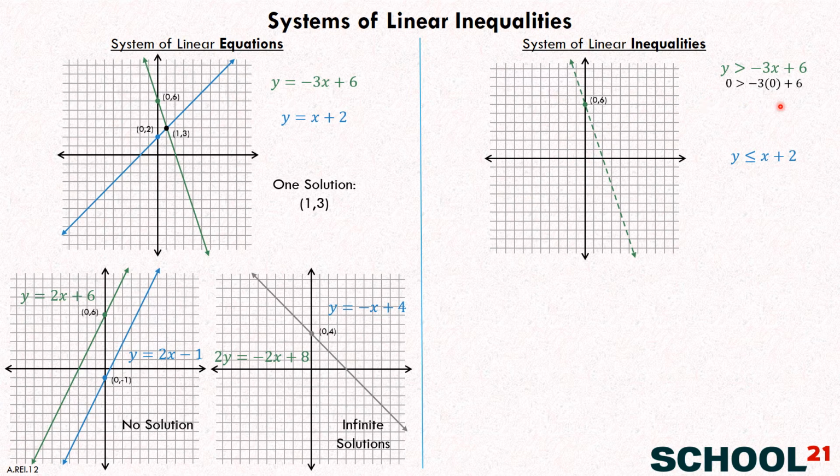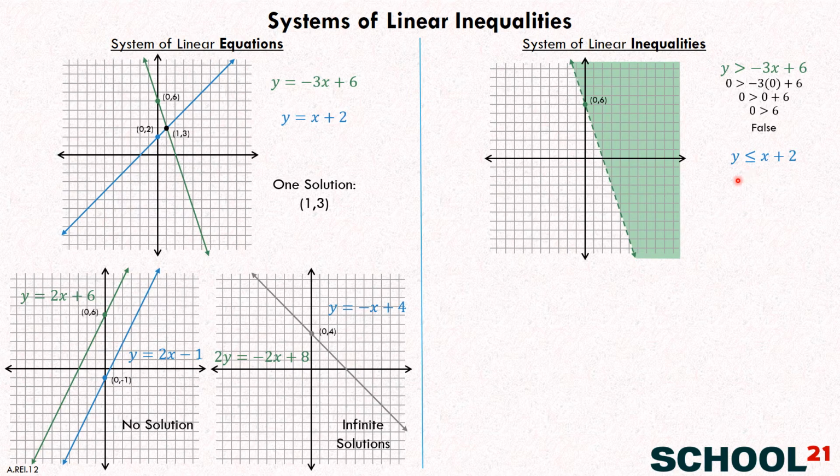So we put in 0, 0 here for our x and y, and then you can see that that's going to end up being 0 plus 6, and 0 is greater than 6. Is that true? No, it's not true. So that means if that is false, then this point 0, 0 doesn't work for this one, so we have to shade the other side. So we're going to go ahead and shade that. Make sense so far? Yeah.